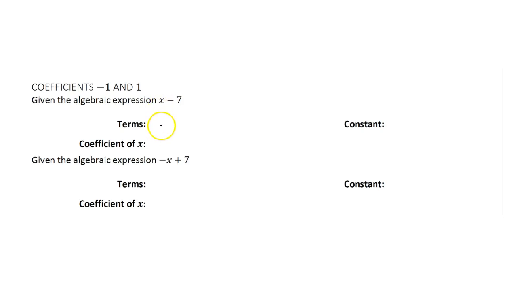In this expression, the terms are x and negative 7. X is the same as 1x. So the coefficient of x is the number 1. The constant is negative 7. In this expression, the terms are negative x and 7. Negative x is the same as negative 1 times x. So the coefficient of x is negative 1 and the constant is 7.